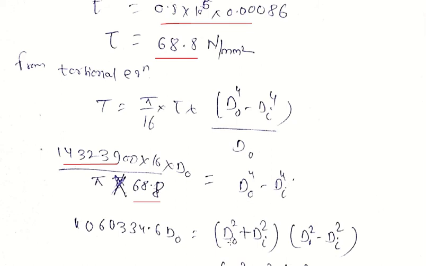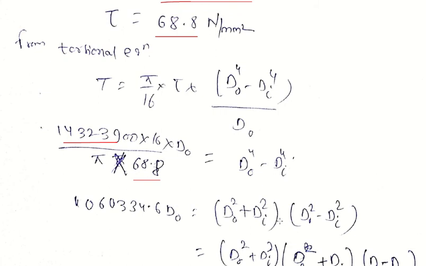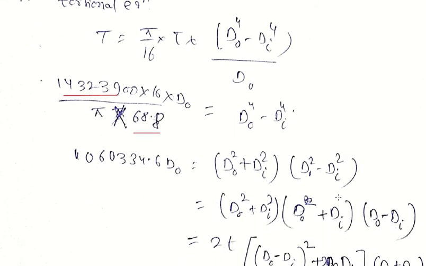Now d outer to the power 4 minus d inner to the power 4, we converted into d outer square plus d inner square, into d outer square minus d inner square. We know the formula, a square minus b square equals a plus b into a minus b. Again we converted here using the a square minus b square formula. Here a is d outer square and b is d inner square. So it will be converted like this, and here we again use a square minus b square. So it will give this.